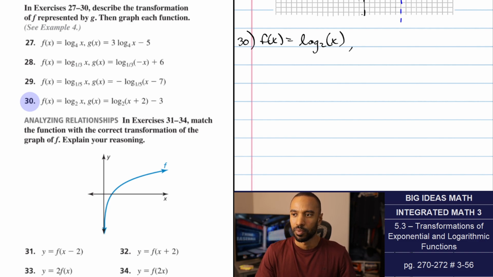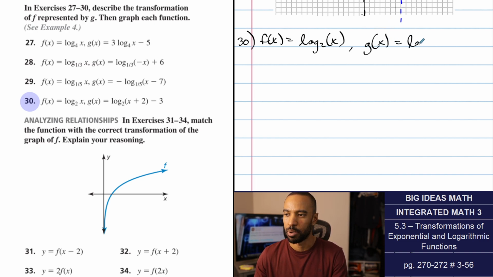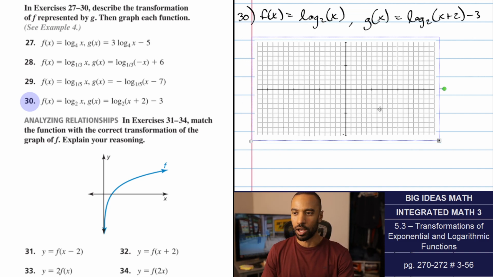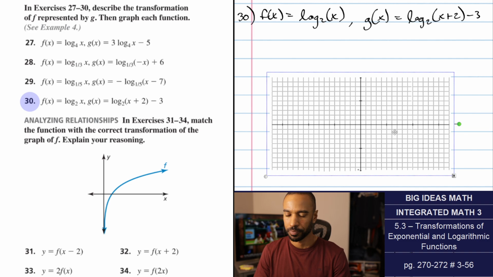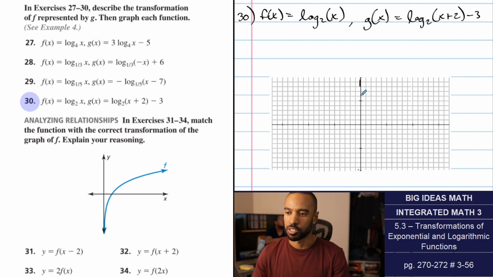Number 30. F of x equals log base 2 of x. G of x equals log base 2 of x plus 2 minus 3. All right, this is the most normal one, and the most we can get out of our graph as well, because we can get a lot more points from it. Log base 2 of x has a vertical asymptote at x equals 0. The log of 1 is 0 as well.